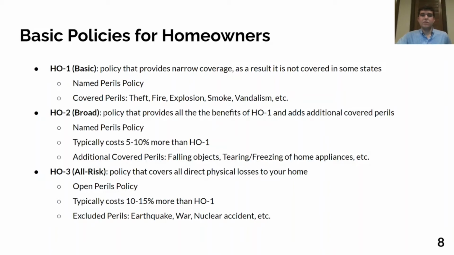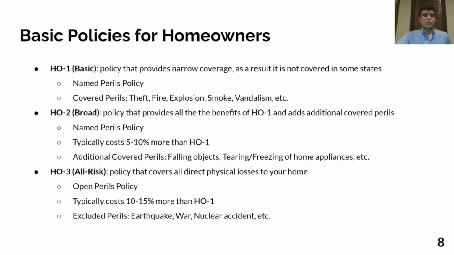The second is broad form, and this policy provides all the benefits of HO1, except it does add some more covered perils, even though it still is a named perils policy. But since it does add extra perils, it does typically cost 5 to 10% more than HO1. And some of the additional perils that are covered would be falling objects or tearing or freezing of home appliances.